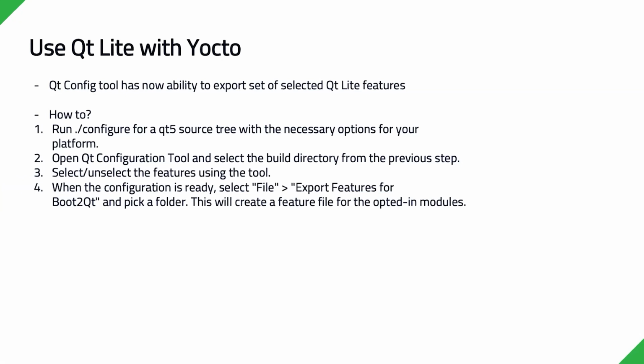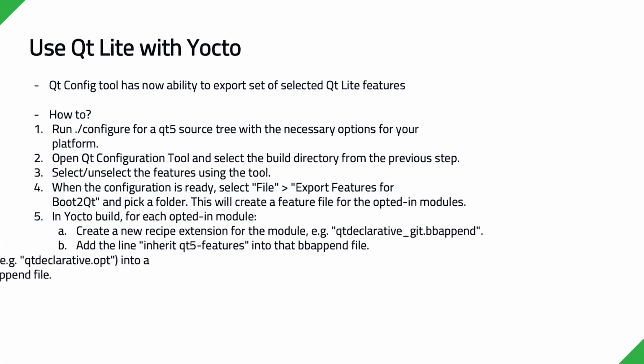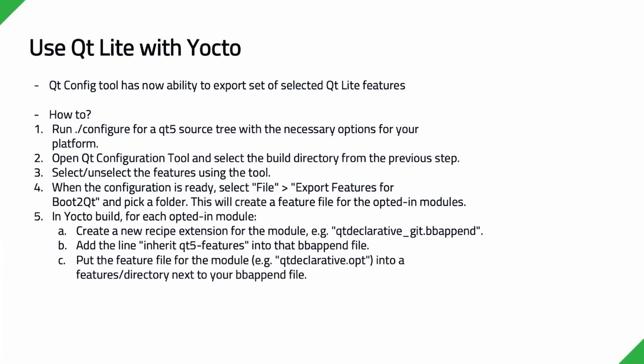And that worked well when you are doing a non-Yocto build. But with the Yocto build, the structure is slightly different. The modules get built separately. So that's why we had to make some improvement to this Qt Lite tool. And now the Qt Lite tool would create those module specific files. And then when you want to modify your Yocto recipes, you can now pick and choose these module specific files.